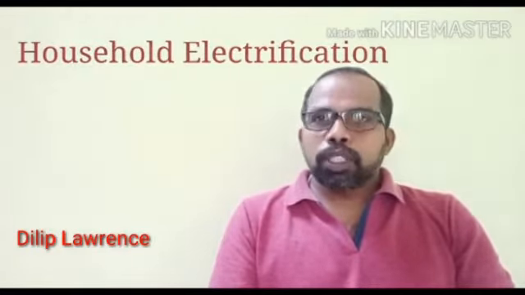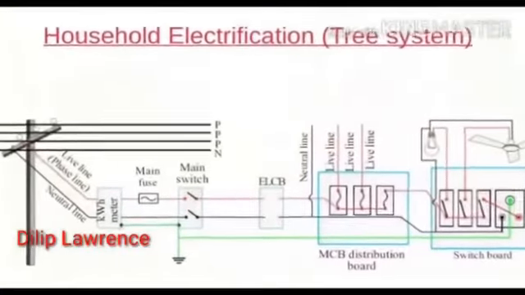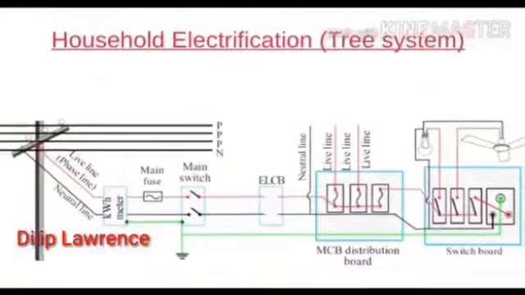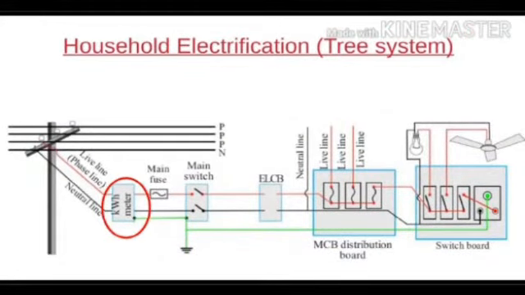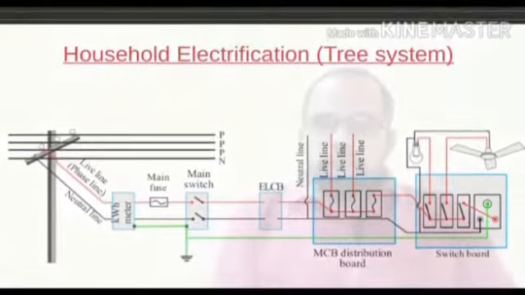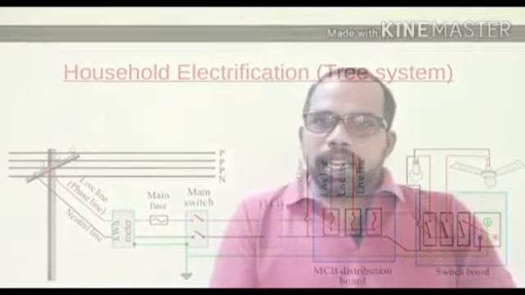If you look at this pictorial representation of a tree system, you can see two lines coming from the electric post reach first to the watt-hour meter. These two lines are the live line or phase line and the neutral line. From the watt-hour meter, a third line starts, and this line is the earth line.